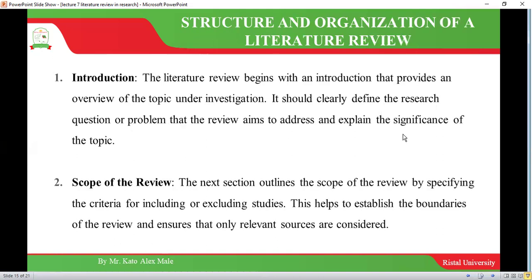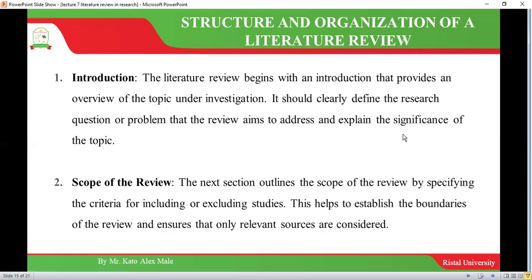Then the structuring and organization of a literature review. How do you organize your literature review? That's what we are looking at. Number one is introduction. The literature review begins with an introduction that provides an overview of the topic that is being investigated. So you try to just give an introduction.